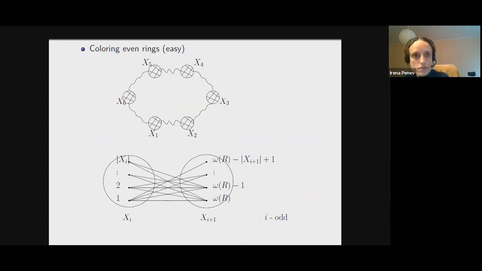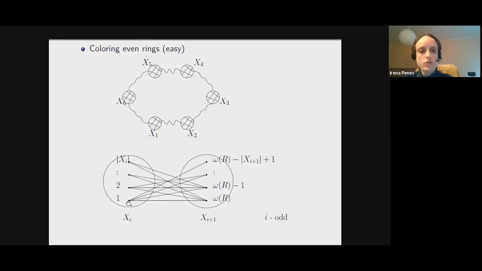So how do we color rings? Well, you have 2 types of rings: even rings and odd rings. Even rings, what does that mean? Well, it means that the number of these cliques is even, and odd is when it's odd. Coloring even rings is actually just an exercise. Why? Well, let's say this is some xi, and then this is the next one, xi plus 1, and let's say i is odd. So how do I color?